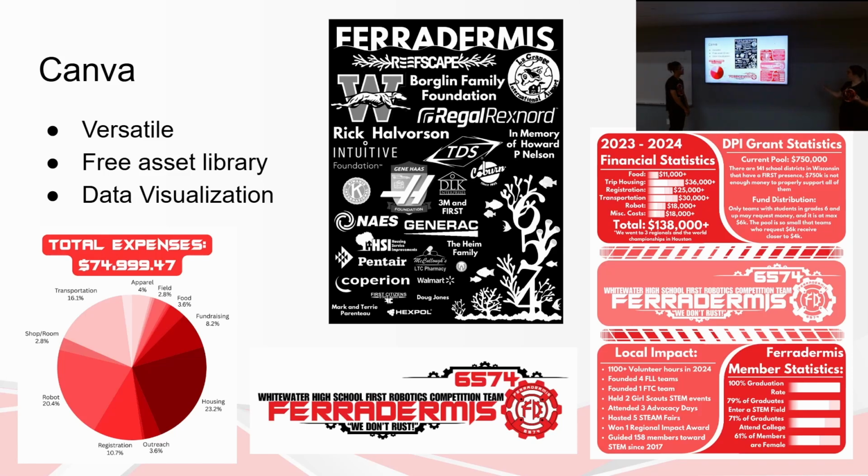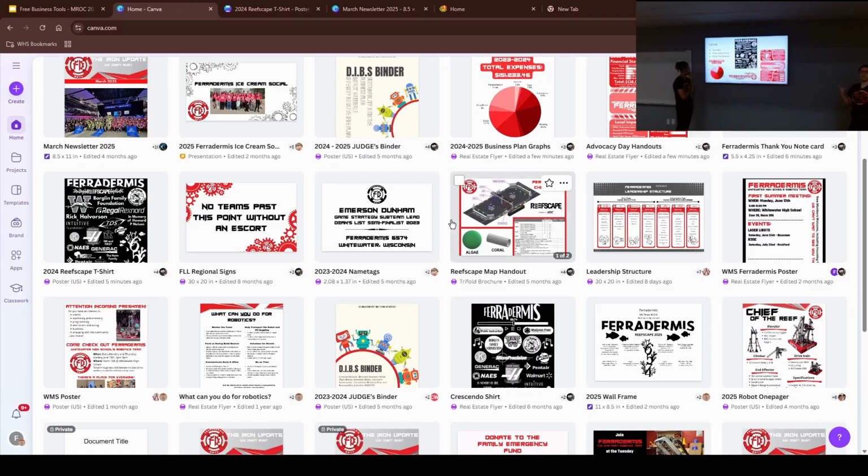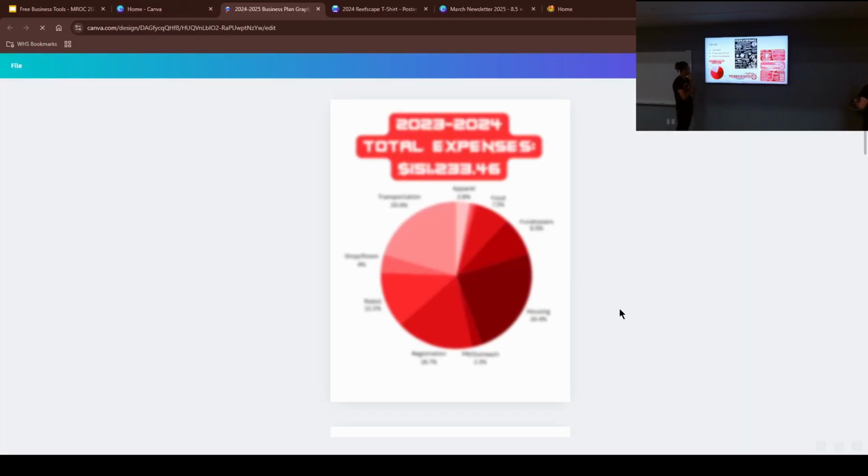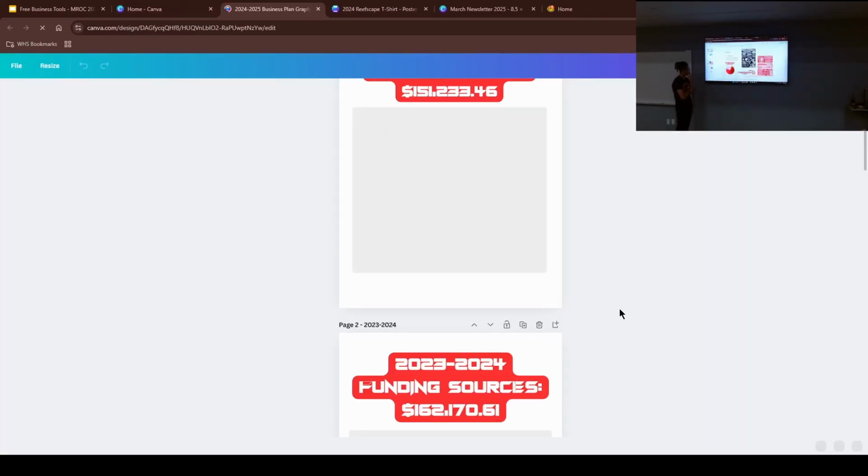And I think my other favorite point is data visualization. Down here, you can see a pie graph. We use this for Advocacy Day this year. It's an event at the Capitol where a bunch of teams get together and present to legislators on why we should have funding for robotics. And Canva is very good for creating these detailed graphs where you can. Let me pull it up.